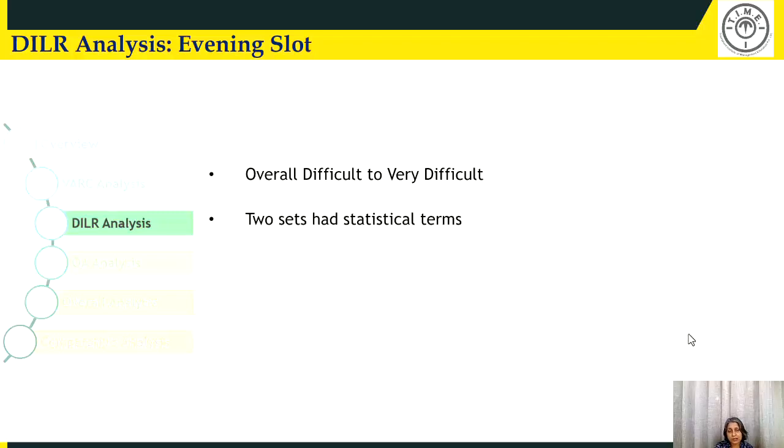Very interestingly, again, like I had mentioned in the VA section, there were some particular words used in the passages, and students who did not know the meaning of those words might have faced difficulty in solving questions. Similarly, in the DI slot 3, some of the caselets had statistical terms like median. So in case students forget what median means, it will be difficult for them to solve the caselet.